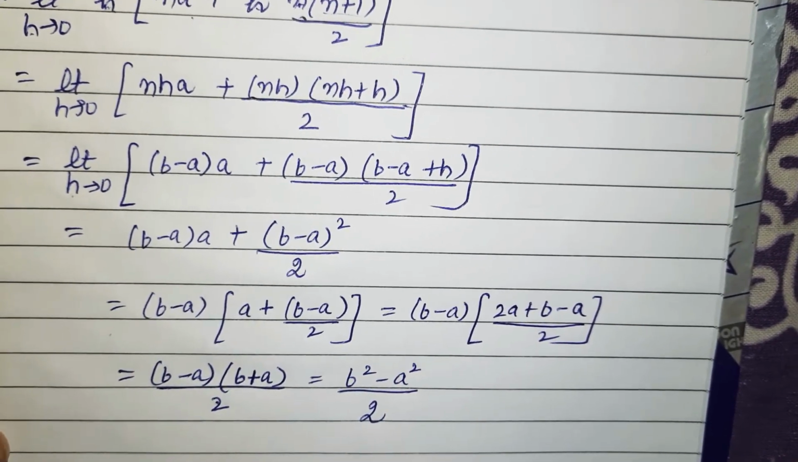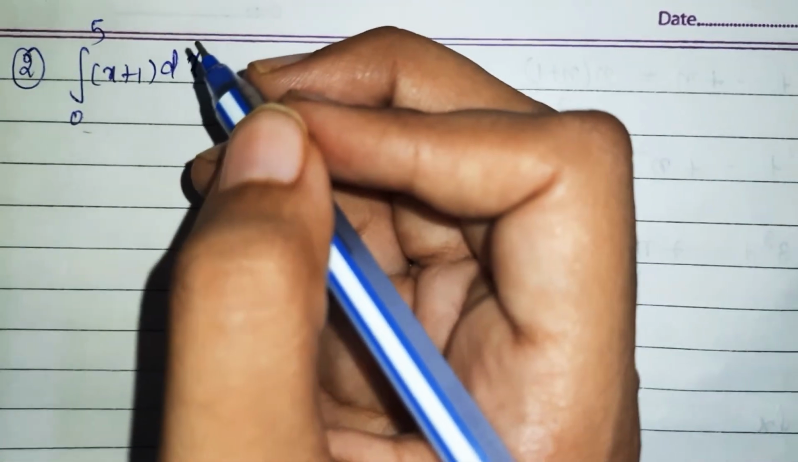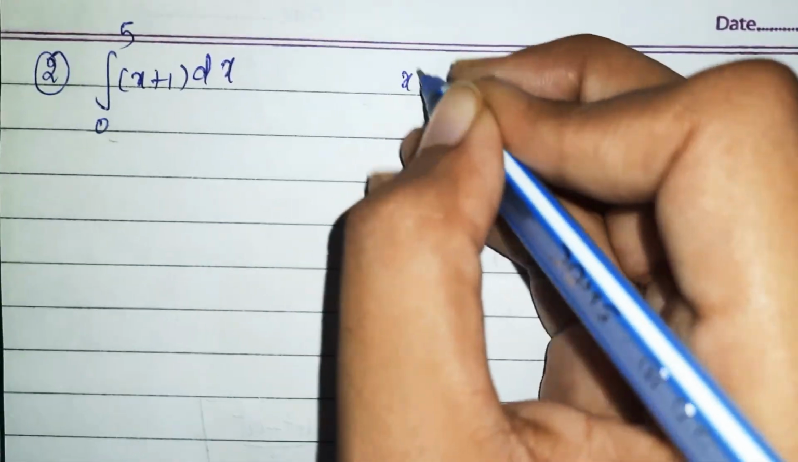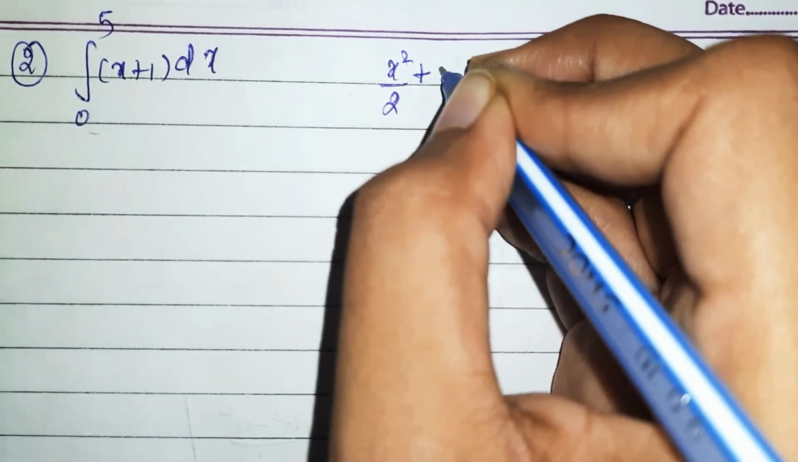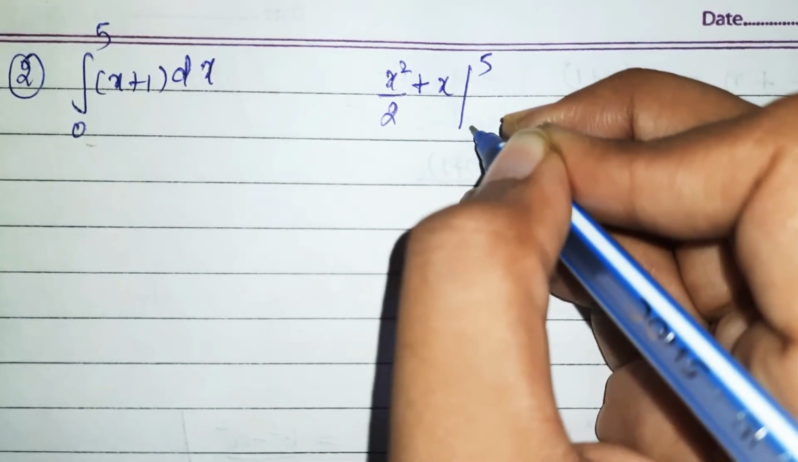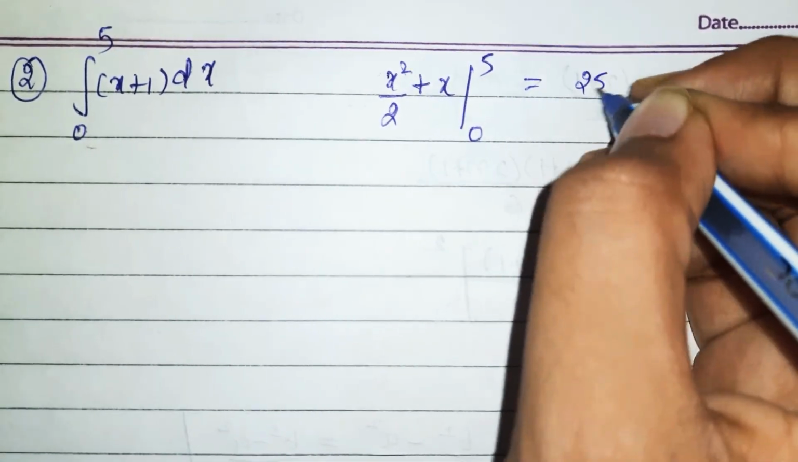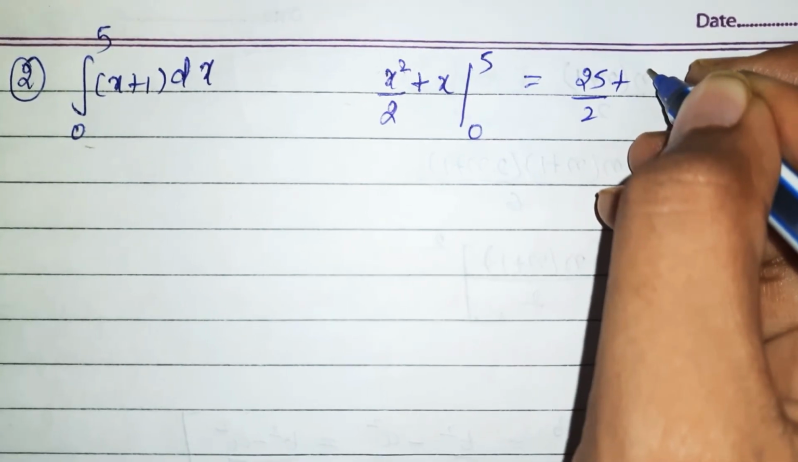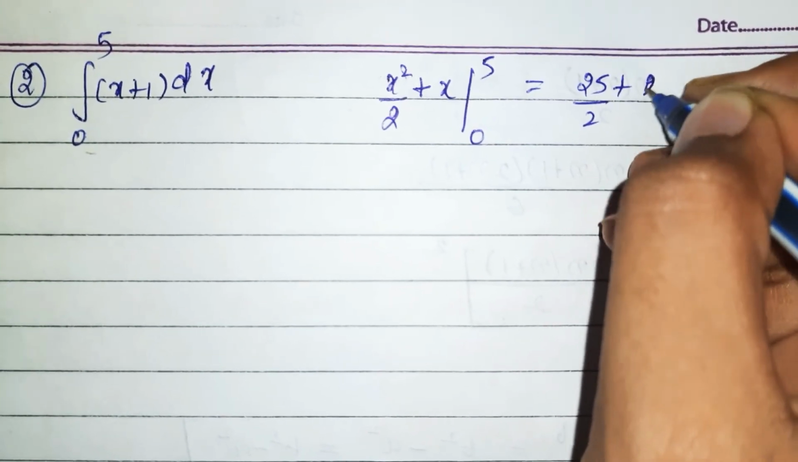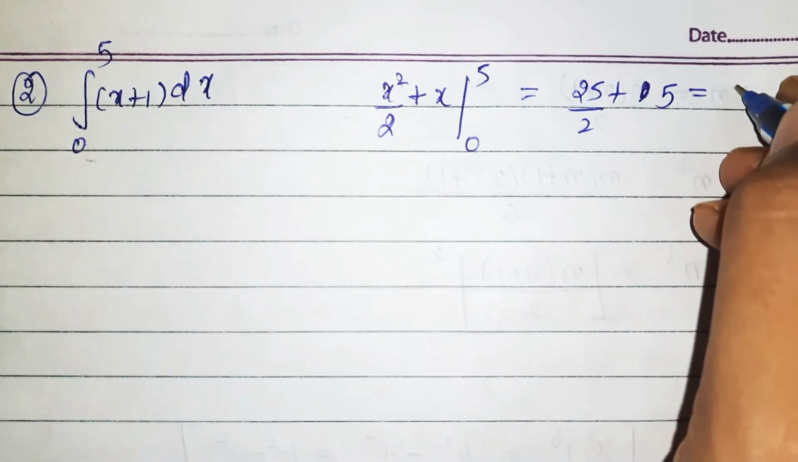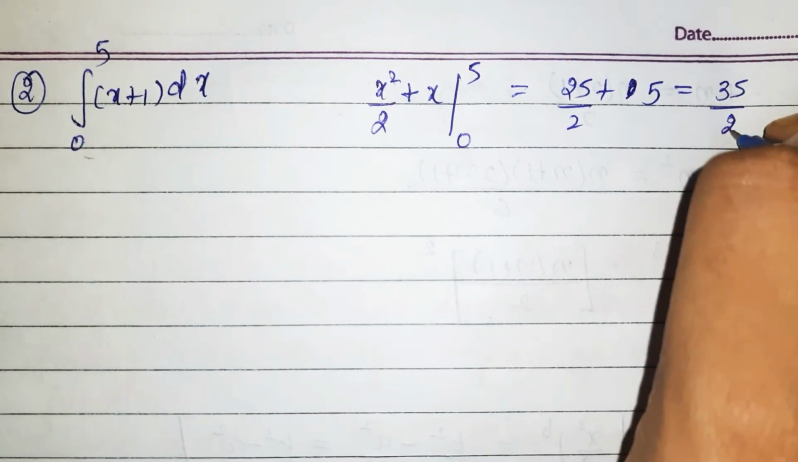So this is the question related to limit as a sum. Now come to the next question. In question number 2, you have the integral from 0 to 5 of (x plus 1) dx. If I want to check the answer directly, what we need to do? You know the integration: x square by 2 plus x, upper limit minus lower limit. So you will get 25 by 2 plus 5, that means 25 plus 10, 35 by 2. So your final answer will be this.